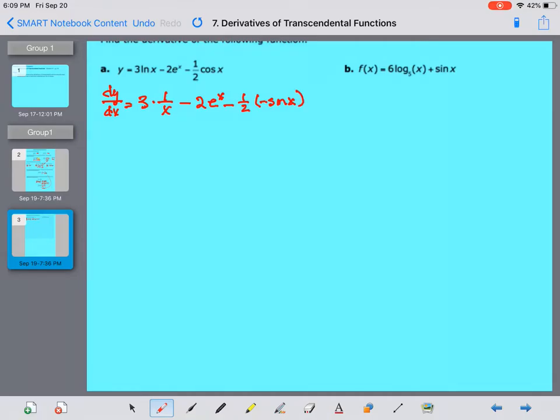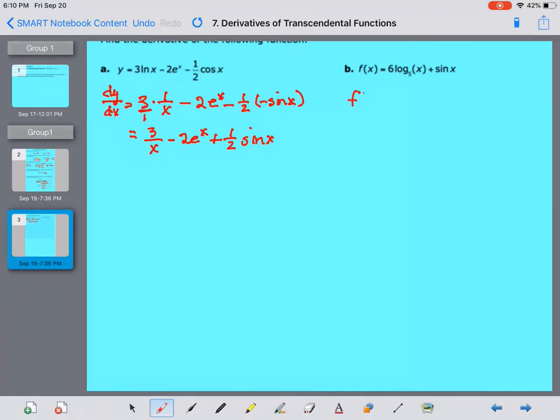Remember that parentheses are pretty important. Okay, the last thing I'm going to do is just clean it up. So 3 times 1 over x, remember that's 3 over 1. So we're just going to multiply across. So really we get 3 over x minus 2 e to the x can be left. And then that negative 1/2 and that negative 1 as a coefficient of sine gets us positive 1/2 sine of x. And we're done. There's a derivative.